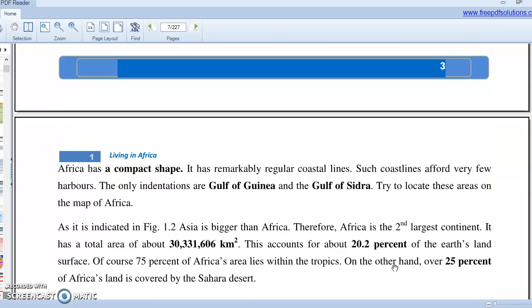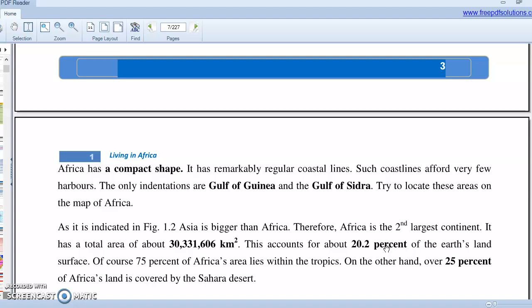Africa has a compact shape. This means it has remarkably regular coastal lines, which makes it afford very few harbors. The only indentations are Gulf of Guinea and Gulf of Sitra. Asia is the only continent that is bigger than Africa. Therefore, Africa is the second largest continent of our planet. It has a total area of 30,331,606 kilometers square. It accounts for 20.2% of the Earth's land surface.